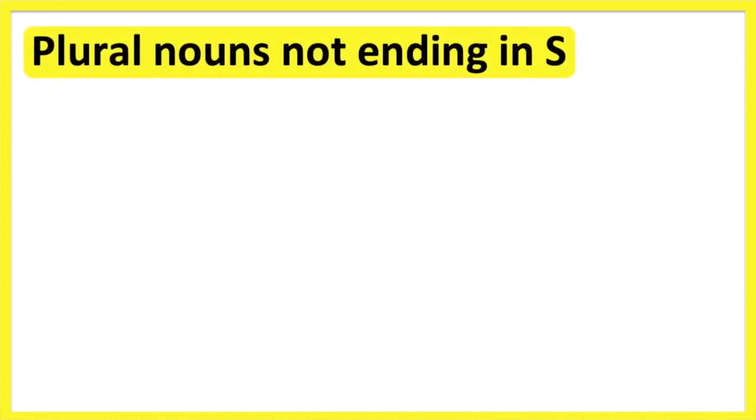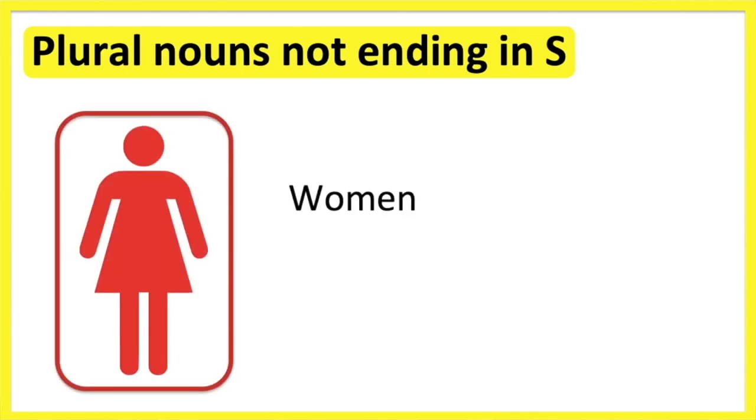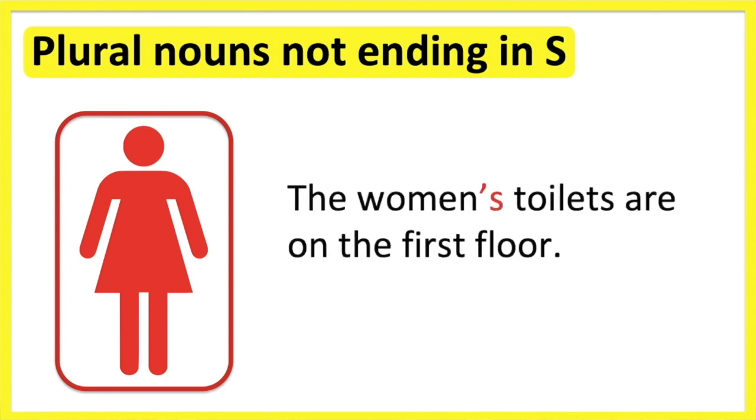Plural nouns not ending in S. The rule for plural nouns not ending in S is to add an apostrophe followed by the letter S. For example, women is a plural noun that doesn't end in the letter S. When talking about something that belongs to the women, we must add an apostrophe followed by the letter S. For example, the women's toilets are on the first floor. So the apostrophe S indicates that the toilets belong to the women.